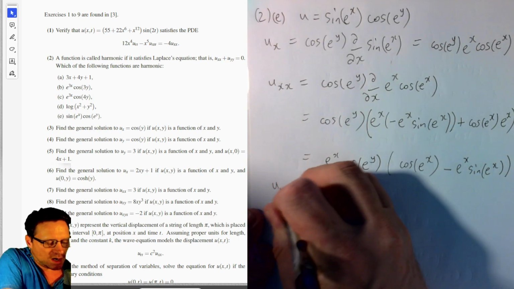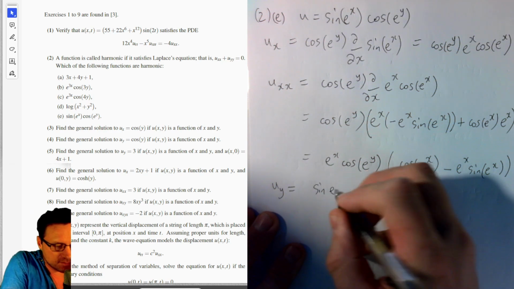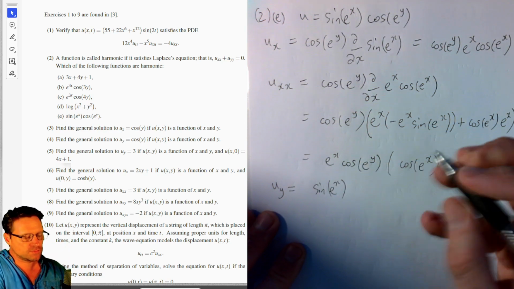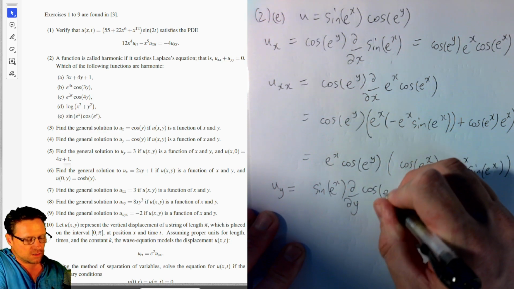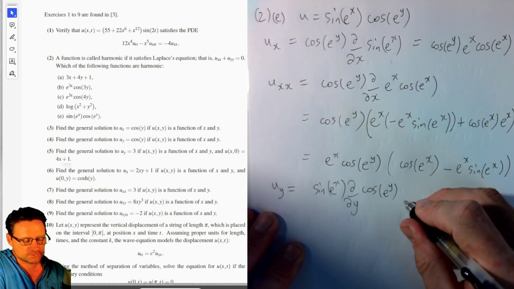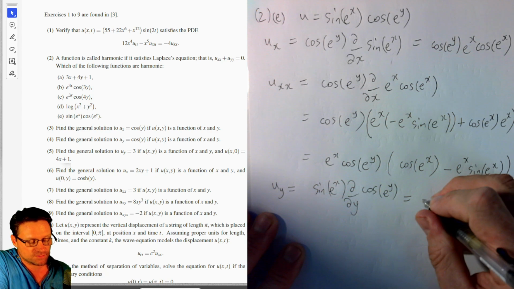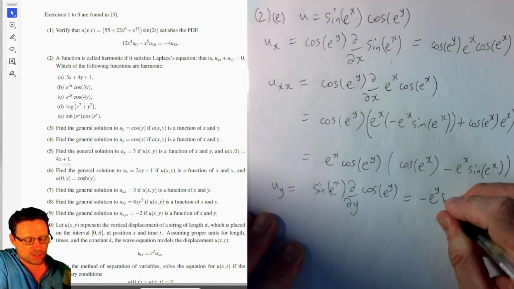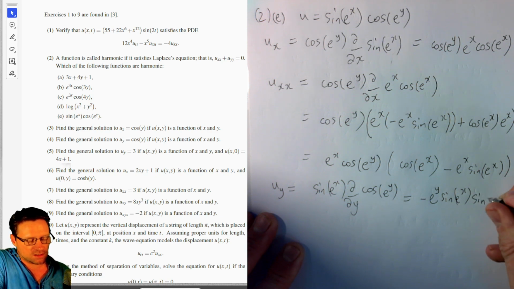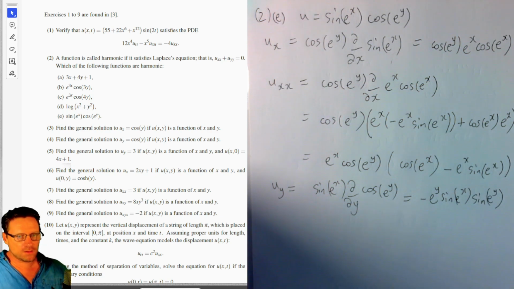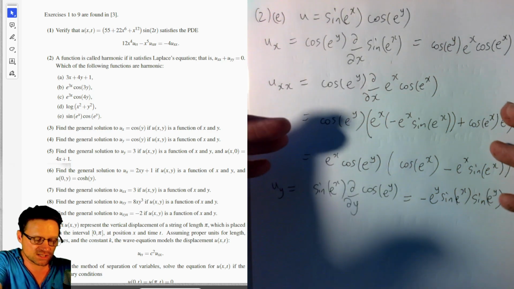Okay, now let's do u_y. So we have sine of e to the x times the partial derivative with respect to y of cos of e to the y. So differentiating cos gives minus sine, but we also need to use the chain rule. So we have minus e to the y sine e to the x sine e to the y. Okay, now differentiating this again requires the product rule, just like we did above.